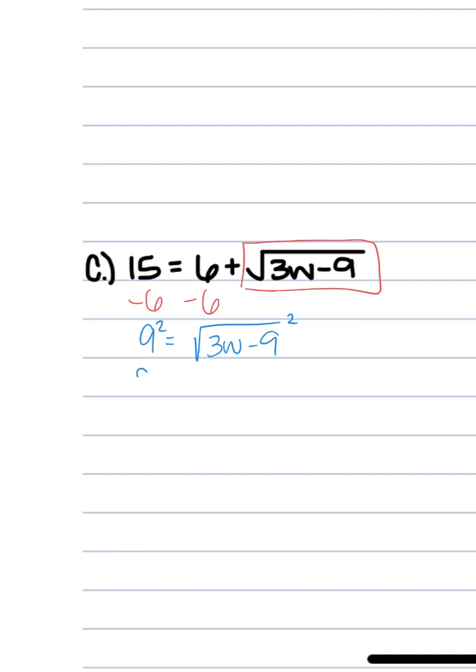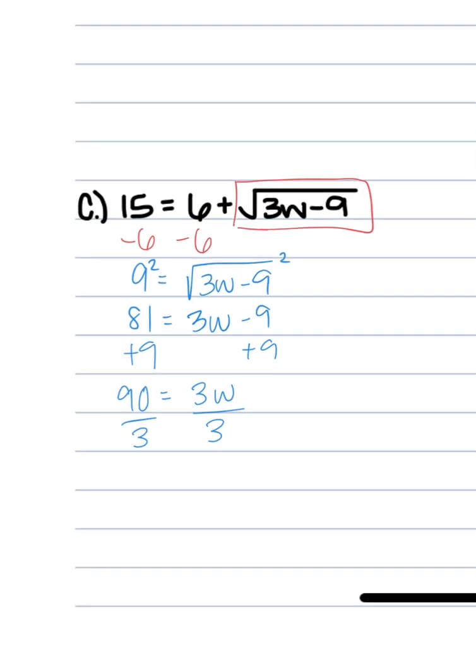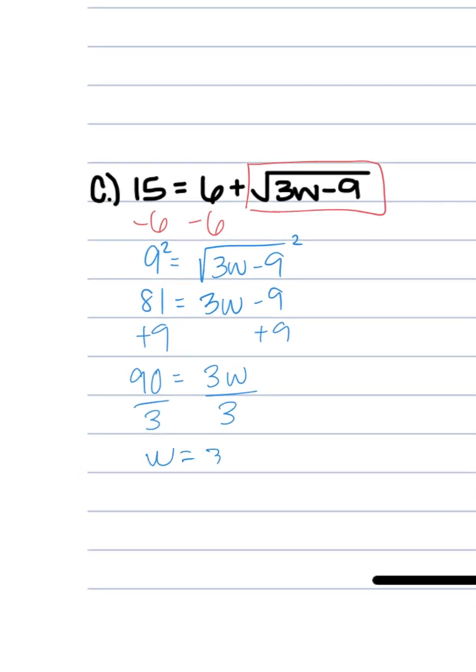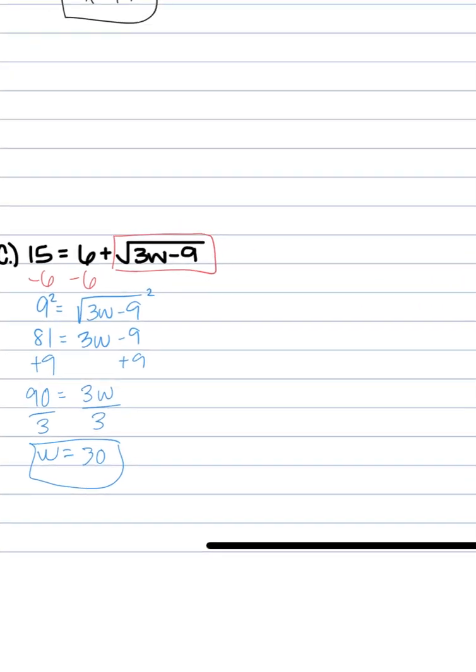We're going to get 81 equals 3w minus 9. From this point, we're going to add 9 to both sides. We're going to get 90 equals 3w. Divide by 3, divide by 3. W equals 30. Once we have that answer, plug it back in.